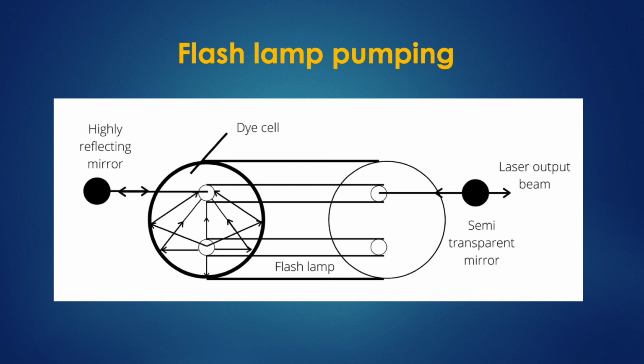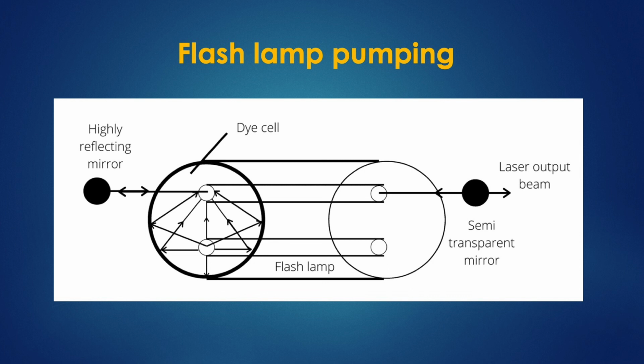It needs a fast flash lamp because the upper energy level lifetime of the dye solution is a few nanoseconds, whereas for the ruby laser it is a few microseconds or even milliseconds. There are certain differences. The laser engineers will take care of all these aspects. This is an example of flash lamp pumping.